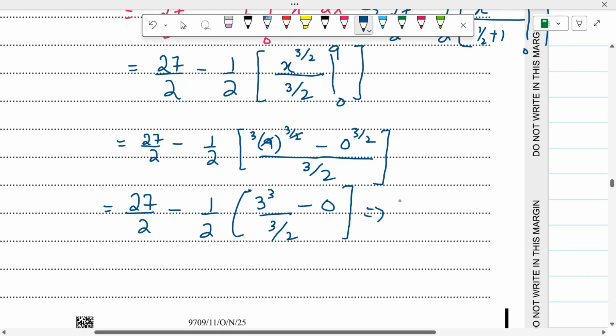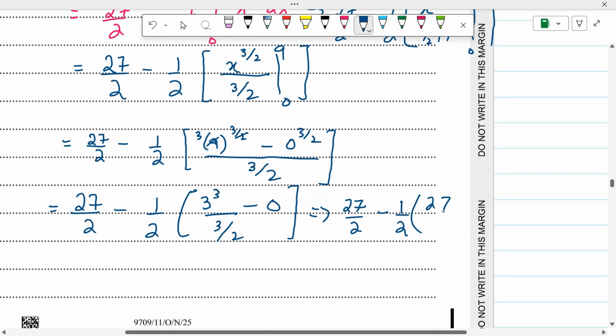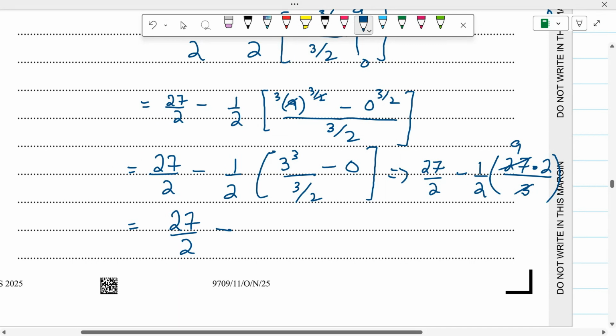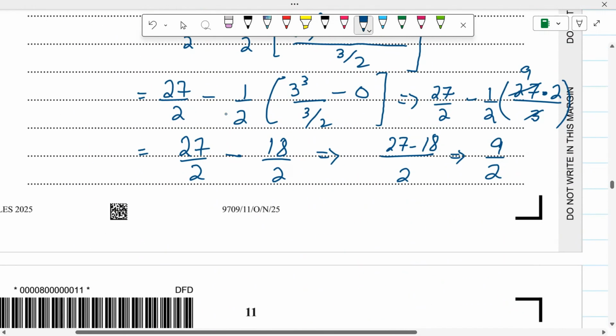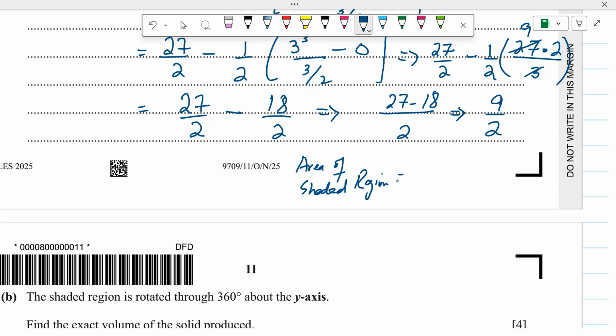Further solving, we will have 27 over 2 minus 1 over 2, and 3 to the power 3 is 27, multiplied by 2 over 3. So this one is equal to 9. Further solving, we have 27 over 2 minus 9 times 2 is 18 over 2. Taking the LCM, 27 minus 18, and this is equal to 9 over 2. So the area of the shaded region is 9 over 2 unit square.